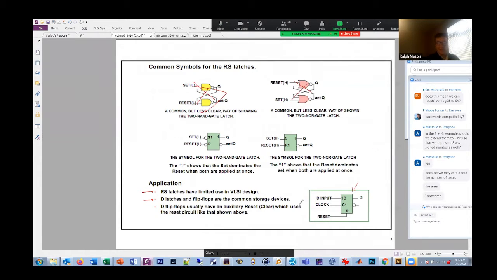And you can have a D flop, usually with an auxiliary reset or clear, which is used to reset the circuit like shown above. So if I draw a latch like this and it has this R coming in here, that's an asynchronous reset. It resets it irrespective of the clock signal coming in. If I don't have this reset here and I want to reset it, it'll have to be a synchronous reset.